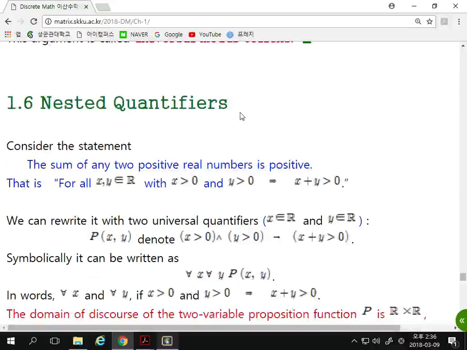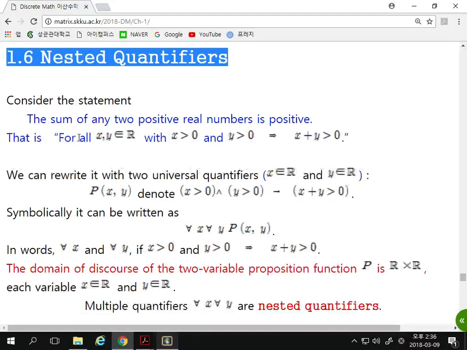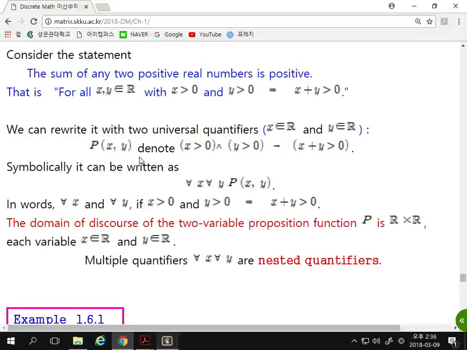Okay, now we are in the last section of this chapter: nested quantifiers. Consider the statement, the sum of any two positive real numbers is positive. For all x, y in R, with x positive and y positive, then x plus y should be positive, isn't it? If x and y are positive real numbers, then x plus y should be a positive real number. We can rewrite it with two universal quantifiers.